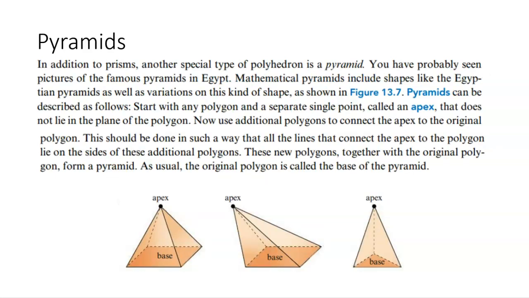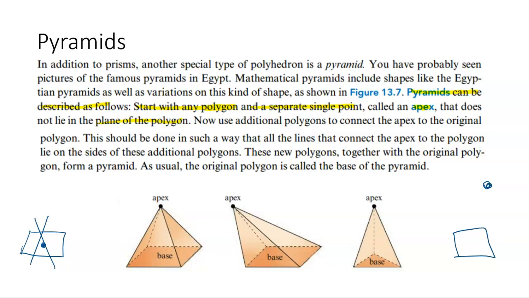We also have pyramids. This is a special type of polyhedron, and there are famous ones in Egypt. There are variations. Pyramids can be described as follows. We start with any polygon and a separate single point. We call this point the apex. Again, we're starting with any polygon: triangle, rectangle, square. And that apex does not lie in the plane of the polygon. We're not taking a polygon and then an apex directly inside of it. That apex needs to be somewhere outside of the plane.